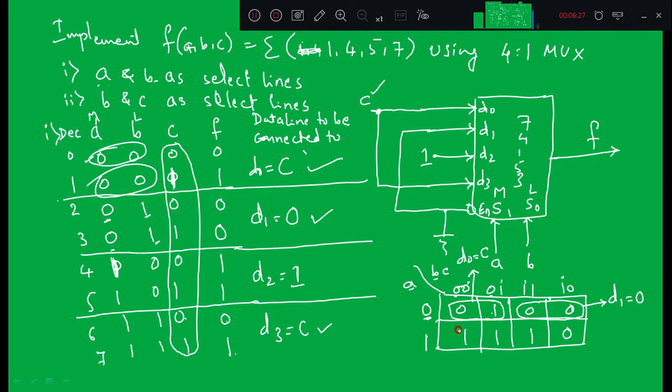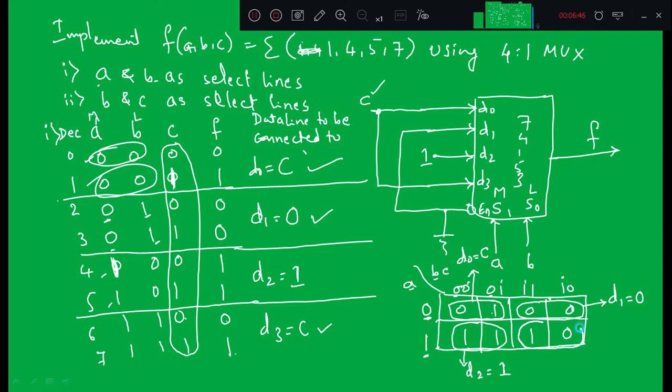Next, the input combination is 1 0. Identify where A is 1, B is 0: B is 0 here, B is 0 here. So group them. Both the outputs are high, so D2 is equal to 1.